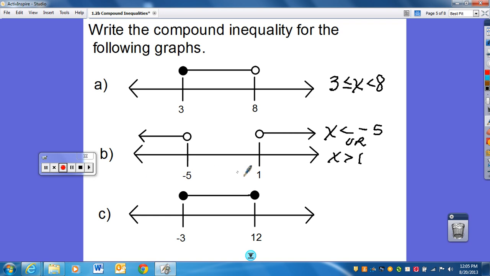In the last example, again, this represents a range. So we're going to start with our smallest value, negative 3, with our x, or variable, in the middle, and our largest value. Because the circles are closed or filled in, we're going to have less than or equal to for both of them.